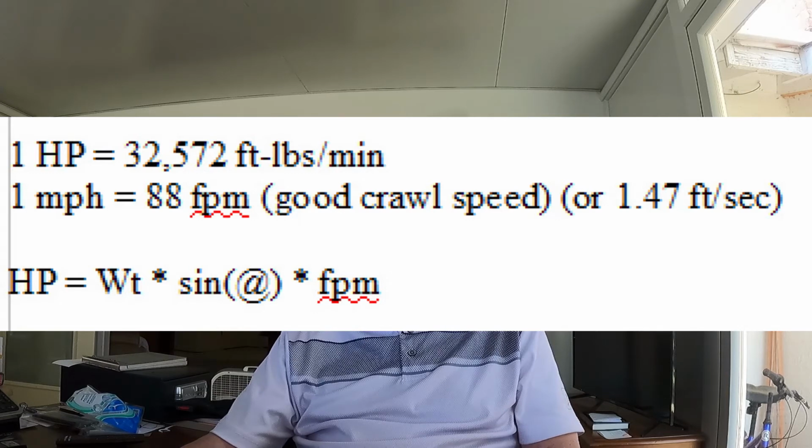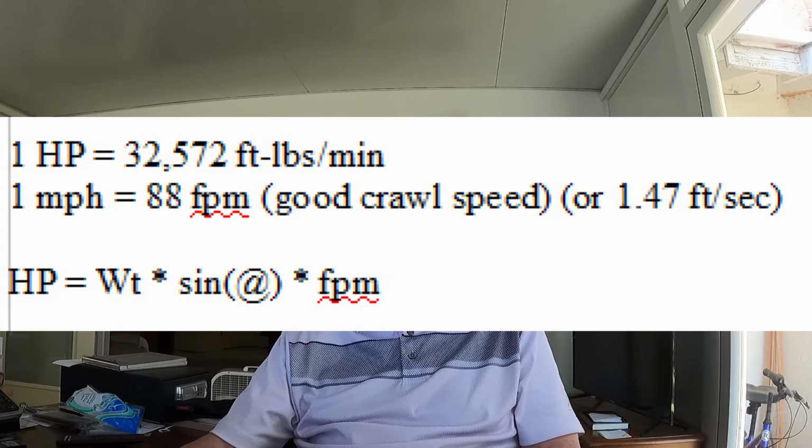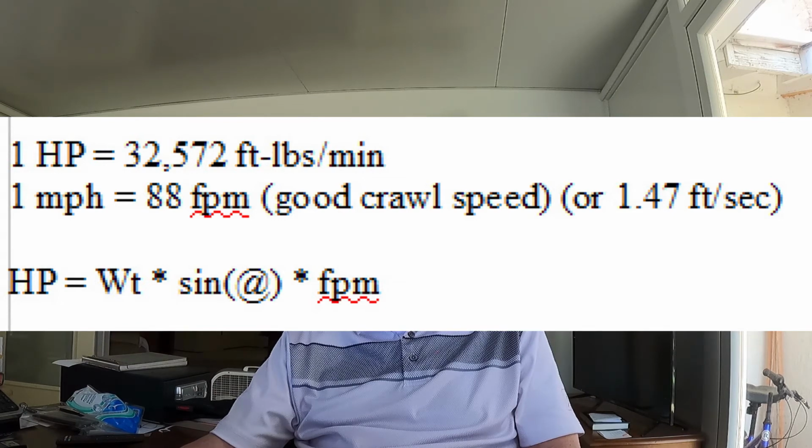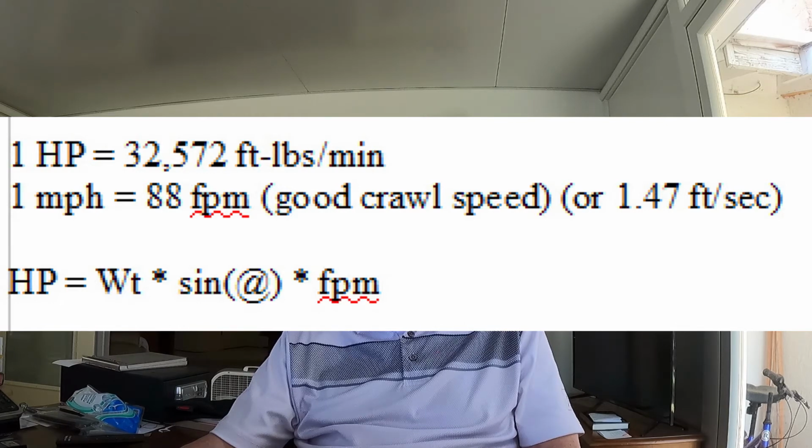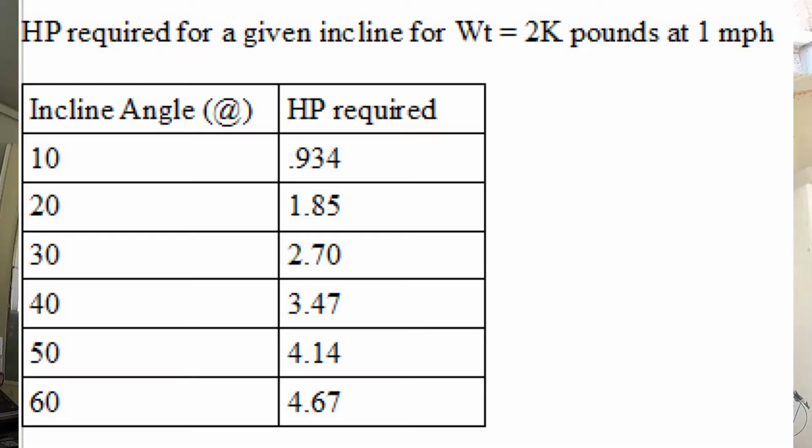1 horsepower is 33,000 foot-pounds per minute, and 1 mile per hour is 88 feet per minute, or 1.47 feet per second. Okay, so the horsepower required to climb is weight times the sine of the inclination angle times the feet per minute. Let's look at a table of horsepower required for a given incline for a weight of 2,000 pounds at 1 mile per hour. You can double these numbers for 2 miles per hour. As you can see, it does not take a very large engine to be able to crawl.